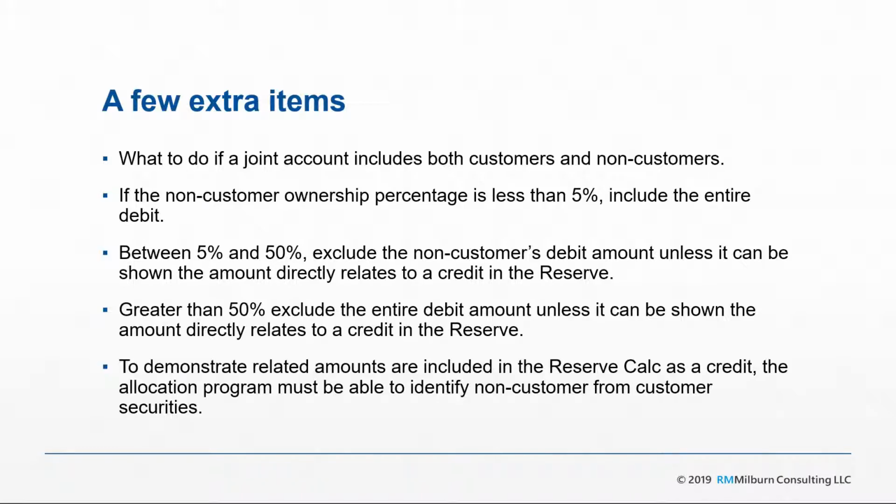And again, to demonstrate that it's related to a credit in the reserve, you're going to use the allocation program. That program must be able to identify non-customer from customer securities within a particular account.